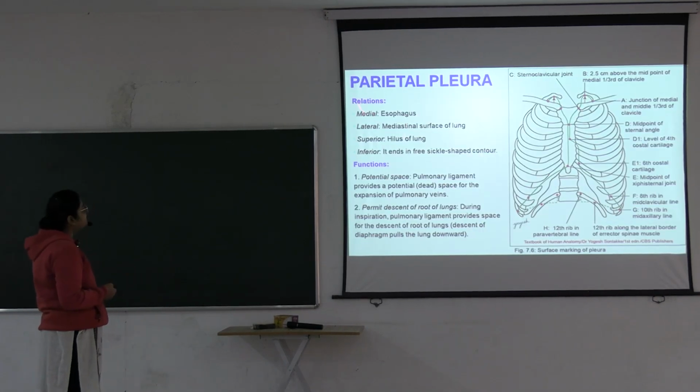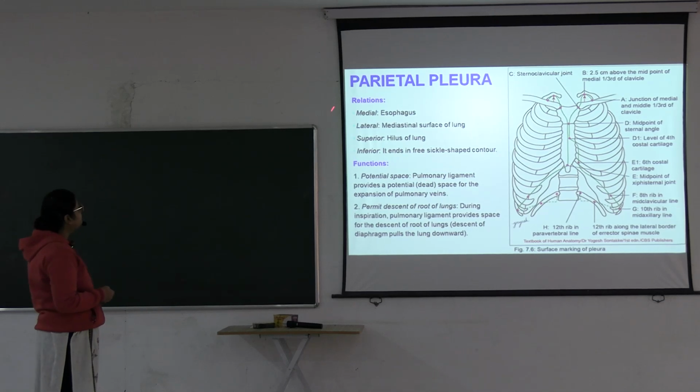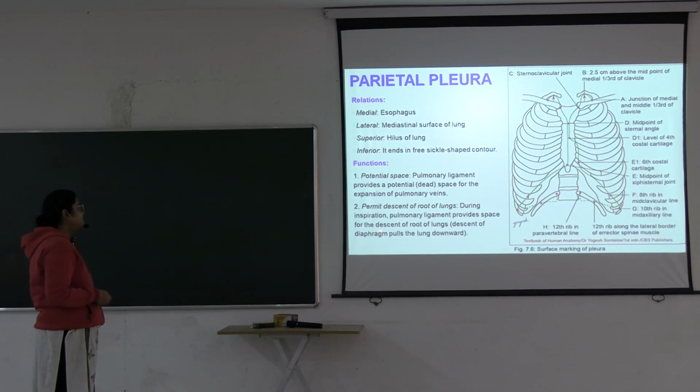So relations: the medial relation is the esophagus. The lateral relation is the mediastinal surface of the lung. Superiorly there is the hilum of the lung. Inferiorly it ends in a free sickle-shaped contour. This is the relations of the pulmonary ligament. Okay. What are the functions?